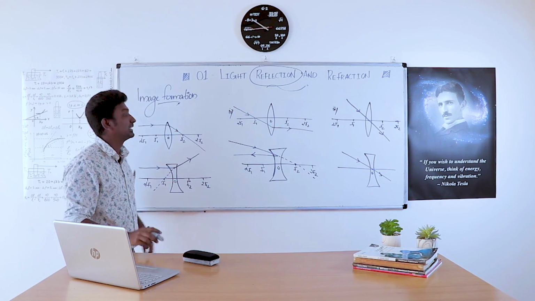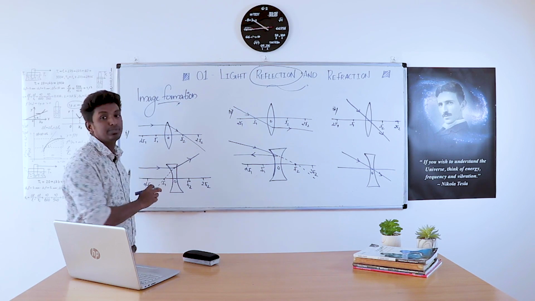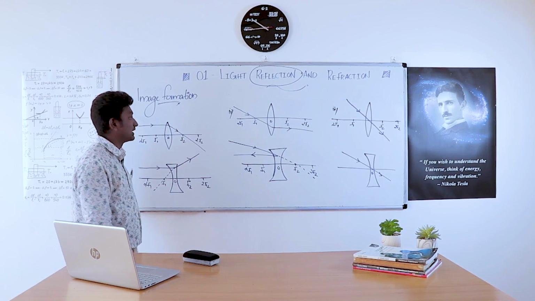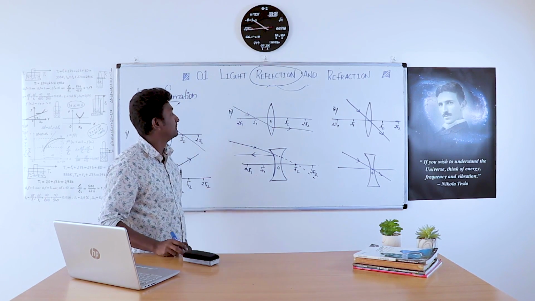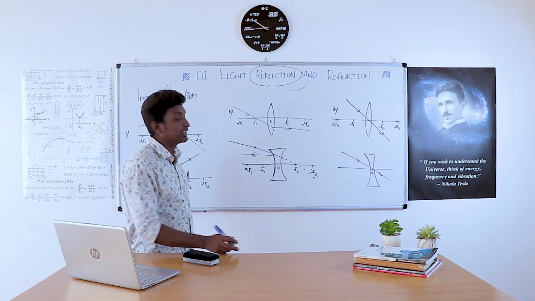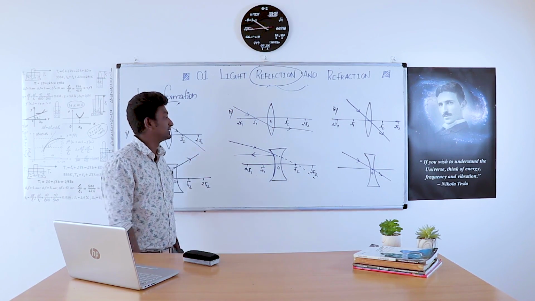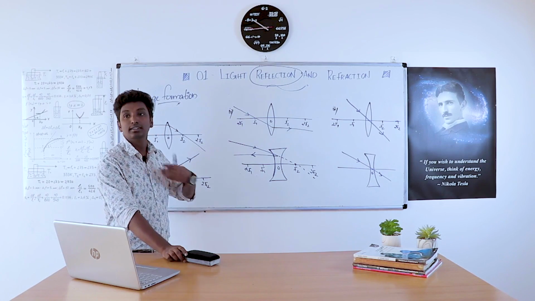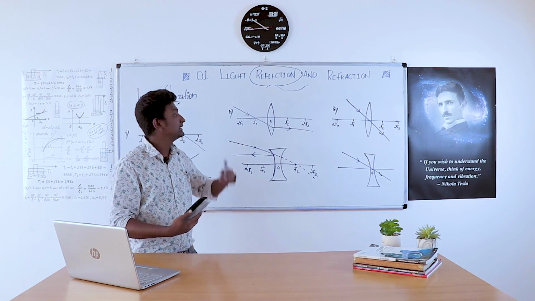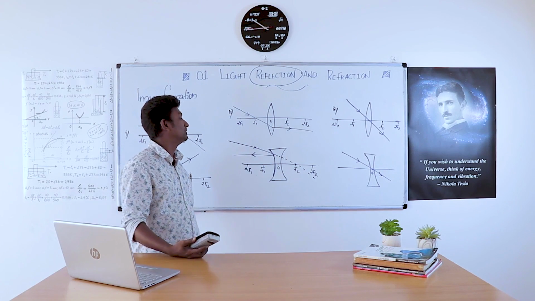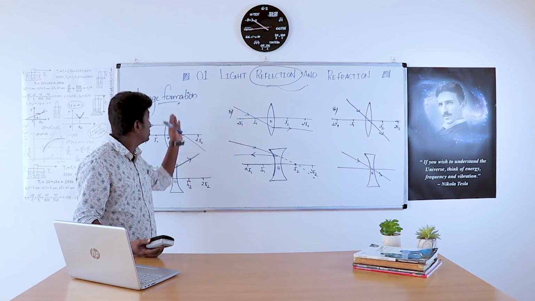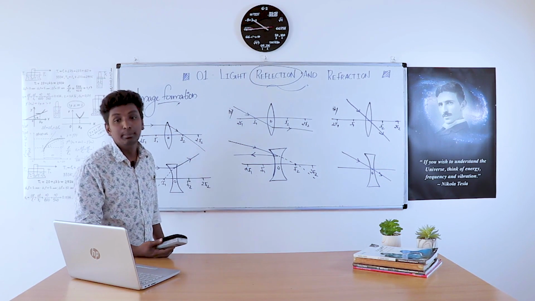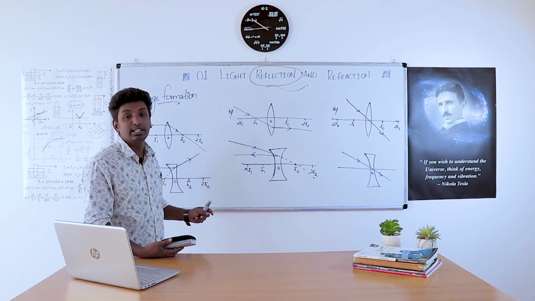So what are the three cases? What are the three rules? First one, when a ray of light coming parallel to the principal axis, after refraction passes through the focus. Second case, when a ray of light coming through focus, after refraction passes parallel to the principal axis. Third case, when a ray of light coming through optic center, after refraction goes without any deviation. That means it passes through the optic center undeviated. These are the three rules. Using these three rules, we need to study the image formation.